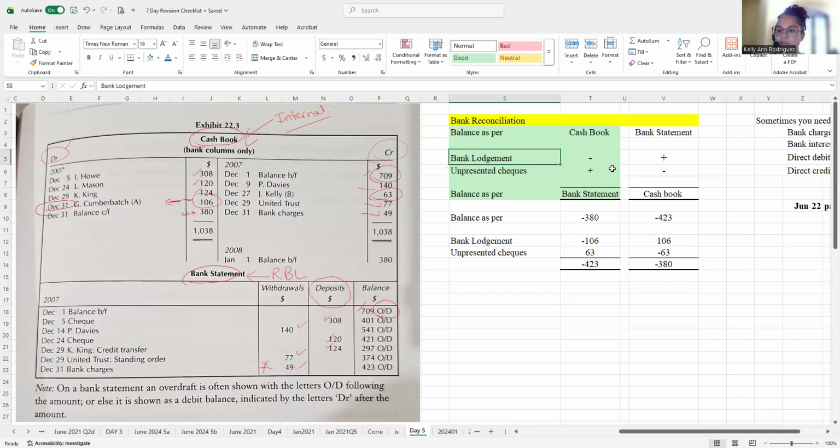But the possibility exists that it isn't in your bank statement yet. You didn't go into the bank and do the deposit. You recorded it, but you didn't deposit it. So your cash book is showing the deposit, but your bank statement is not recognizing it. And that is a typical example of timing differences at the end of the period. So it's a bank lodgement, meaning you have it there, but it's not in the bank statement. So what do you have to do now to get back to your bank statement balance?